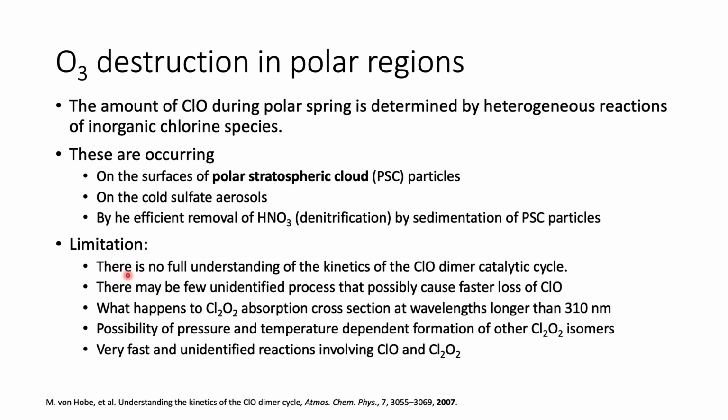And as for the limitations, we do not have a full understanding of the kinetics of the chlorine oxide dimer catalytic cycle. There may be a few unidentified processes that may cause faster loss of chlorine oxide. What happens to the Cl2O2 absorption cross section at wavelengths longer than 310 nm, we are not aware of. There is possibly a pressure and temperature dependent formation of other Cl2O2 isomers which we do not know. Very fast and unidentified reactions involving ClO and Cl2O2 are unknown.